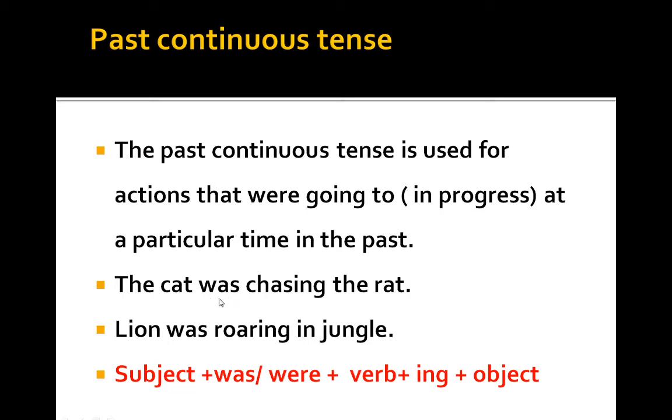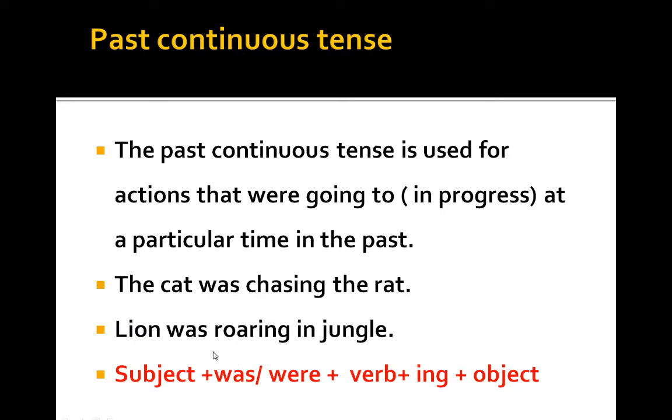If in a sentence we use was or were, and the ing form of the verb, then it suggests that the sentence belongs to continuous past tense. Like that, the cat was chasing the rat is a sentence of continuous past tense. Look at the next sentence. Lion was roaring in a jungle. Once again there is a was, and the ing form of the verb is given, and therefore this sentence belongs to continuous past tense. So, lion was roaring in a jungle.